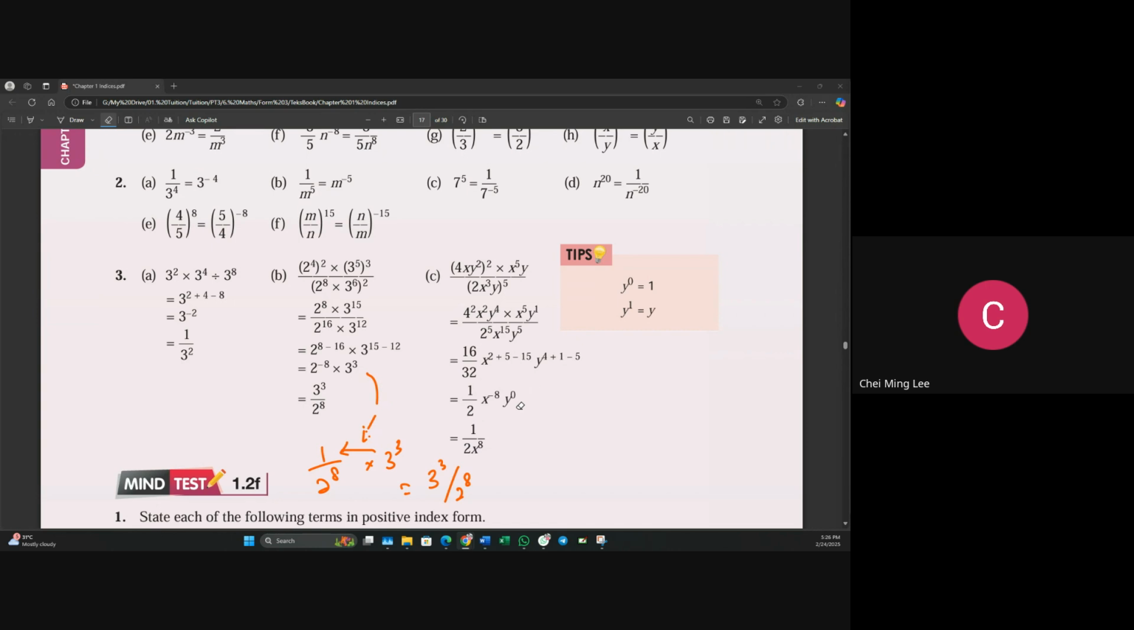A power of 0 means 1. That's why, this is negative 8: 2 plus 5 minus 15 is negative 8. So it becomes negative 1. When it is negative, it means 1 over. So it becomes 1 over 2 times x to the power of 8. Why no y? Because y is equal to 1 already. You understand? Did you do it correctly?